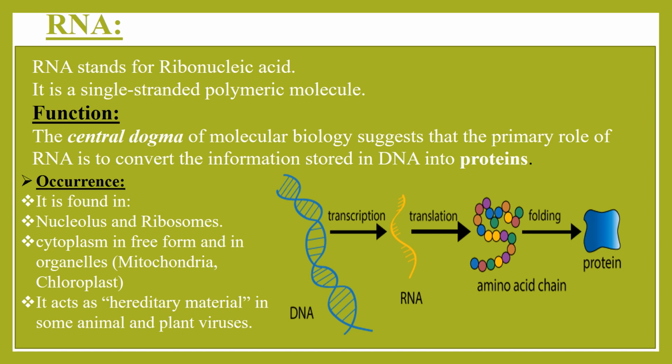Now let's talk about the occurrence of RNA. RNA is found inside the nucleolus and the ribosome. It is also freely found in the cytoplasm and exists in some organelles such as mitochondria and chloroplast. RNA also acts as a hereditary material in some animal and plant viruses.